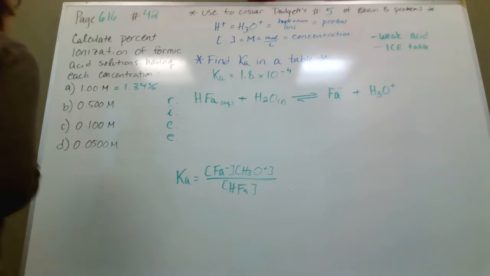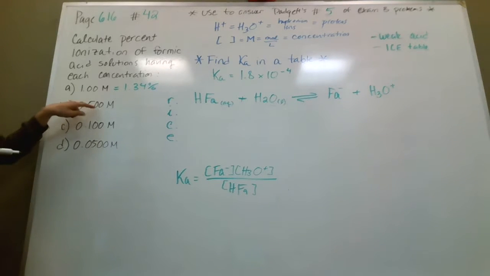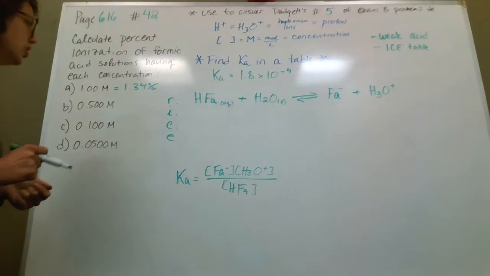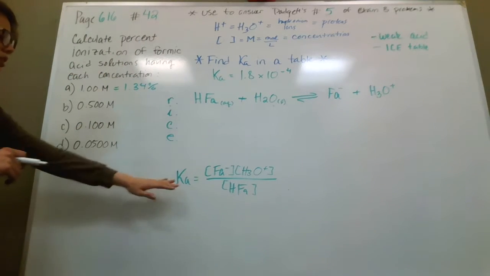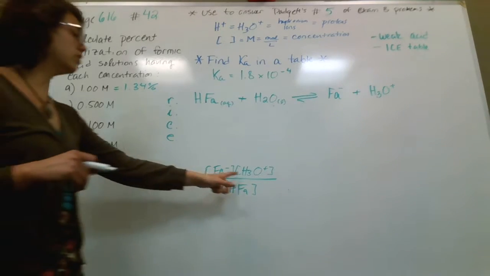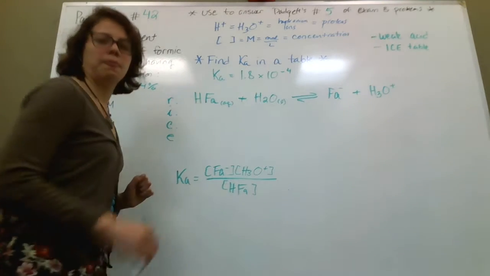Okay, so for B, we have a different concentration. We have 0.5 concentration, half of the concentration of A, so let's see how that affects our percent ionization of formic acid. I'm going to use the exact same line expression, put it in an ICE table, and use the exact same mass action expression. Of course, these values will be slightly different. So let's get started.